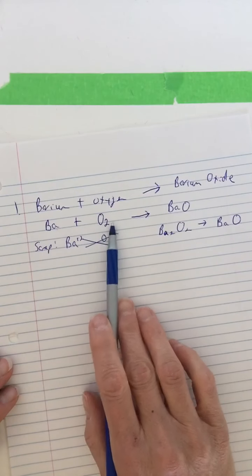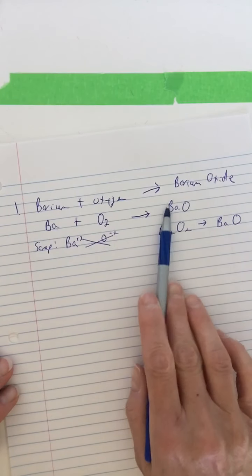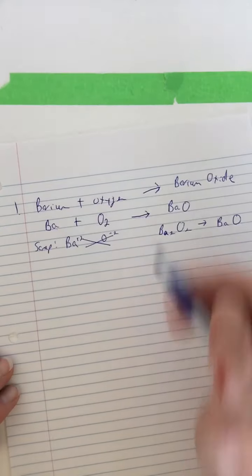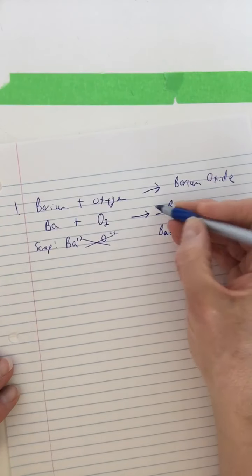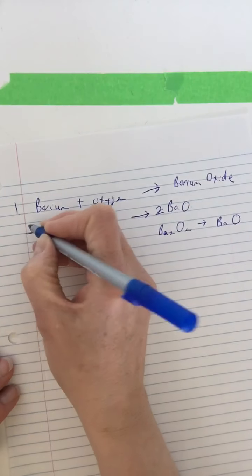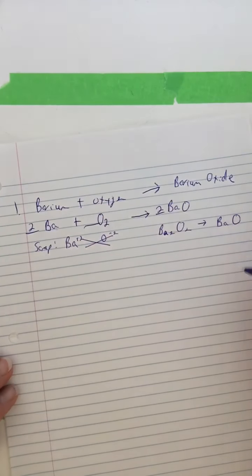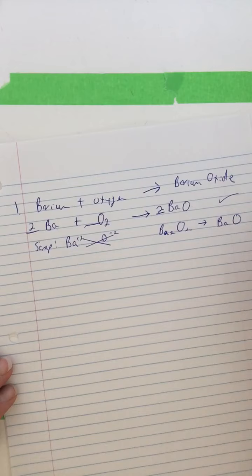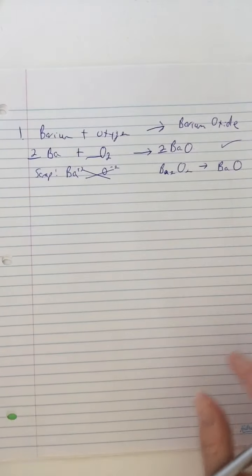This is what barium looks like. This is what oxygen looks like. This is what barium oxide looks like. And then we would have to balance it. 2 oxygen here, make it 2. There's 2 Ba on this side, 2 Ba on this side. That one leaves blank. We're done. Okay, that's the first one.